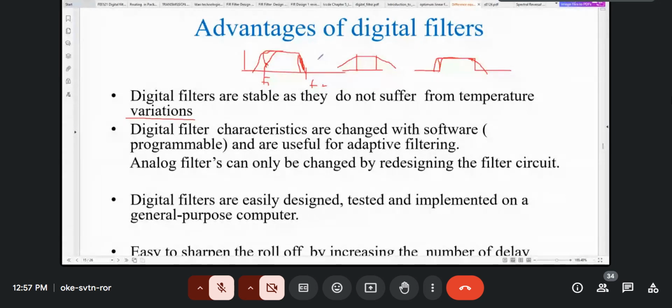So what are the advantages of a digital filter? One is they do not suffer from temperature variations. And that makes sense because if you are dealing with passive components like resistors, if they heat, the value of the resistor changes, and of course that changes the filtering operation. The cutoff may change just because the components have heated. Digital filters are stable because they don't suffer from temperature variations.